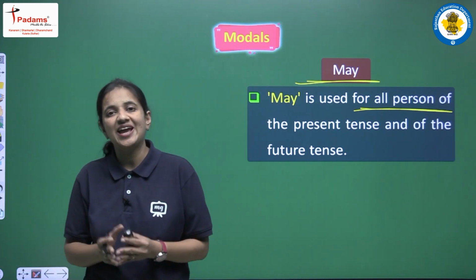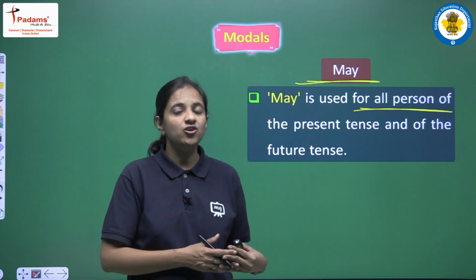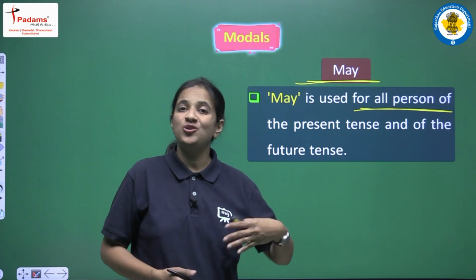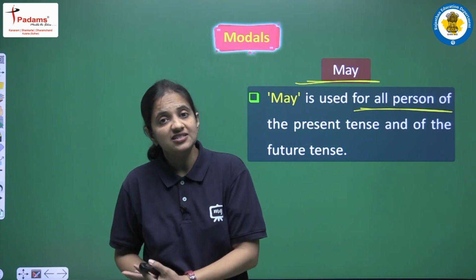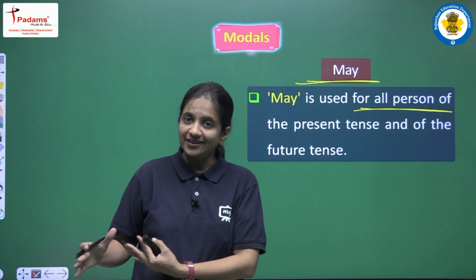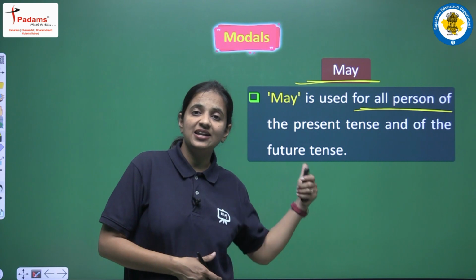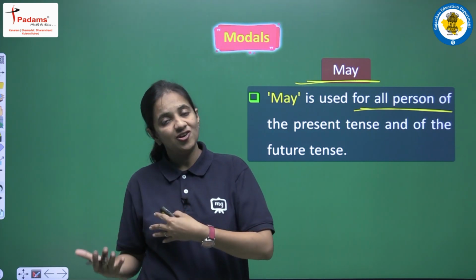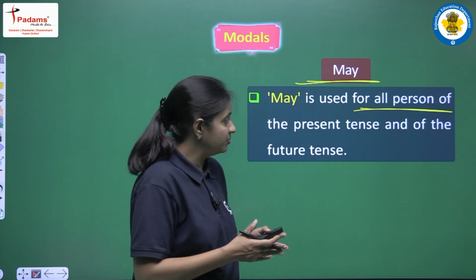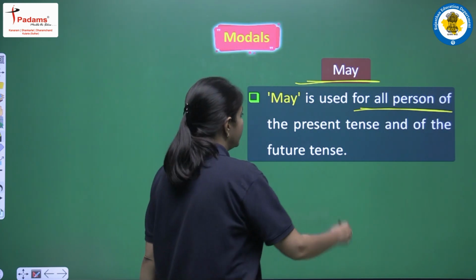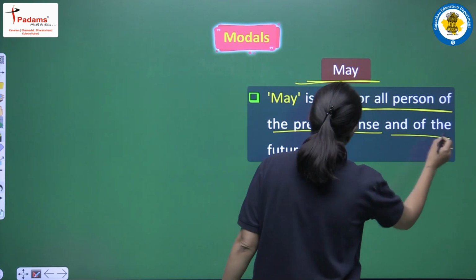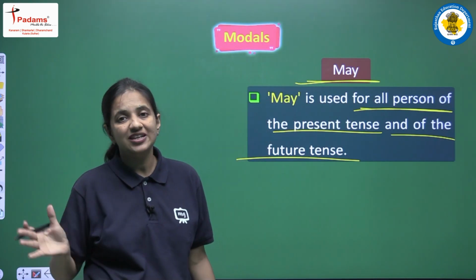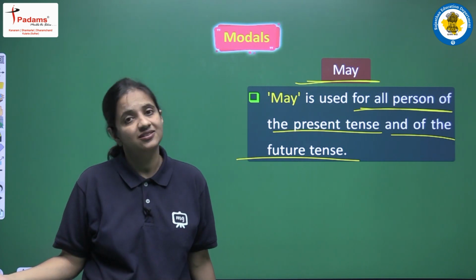When we read can and could, we did not have any particular rules about whether can is to be used for singular or plural. For all the subjects we were able to use can and could. Similarly, may, the next modal, is also used for all the persons, singular and plural, but it is used in the present tense and the future tense, and it cannot be used in past tense.